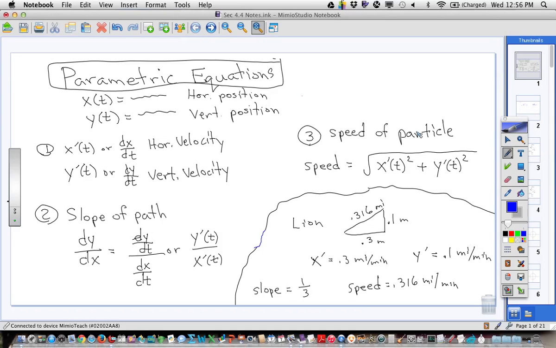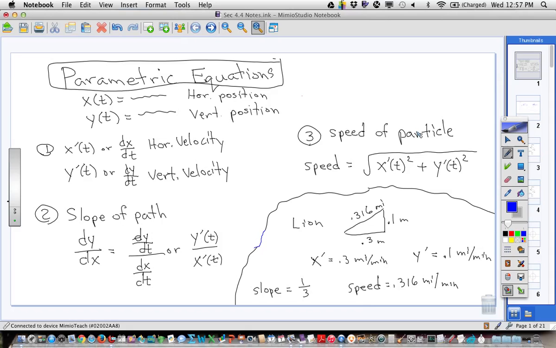And that brings me to the third formula. How fast is the object moving on the path? Well, we've got to use both of these velocities, and that's what we did with the Lion, if you remember. That's why we broke down the Lion and the Ranger to the minute. We said the Lion was going 0.3 miles every minute here and 0.1 miles every minute here. So where was he really going?